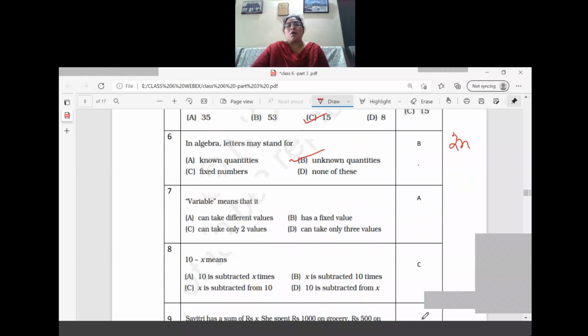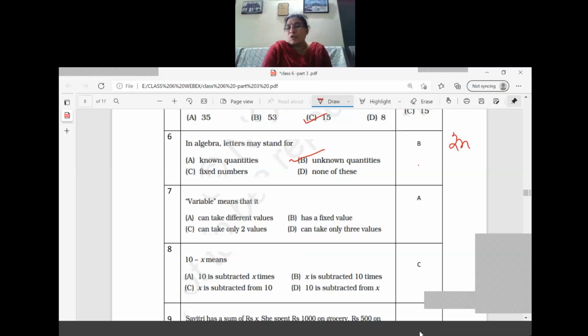Now, what is the meaning of 10 minus x? See, in algebra you will get many equations. 10 minus x, how to read this one? That is the question. When we had x plus 10, remember that one, it was the marbles question. Amina is having x, and the other one is having 10 more marbles. So we formed x plus 10. Now the question is, what is the meaning of 10 minus x? How to read that in algebra?